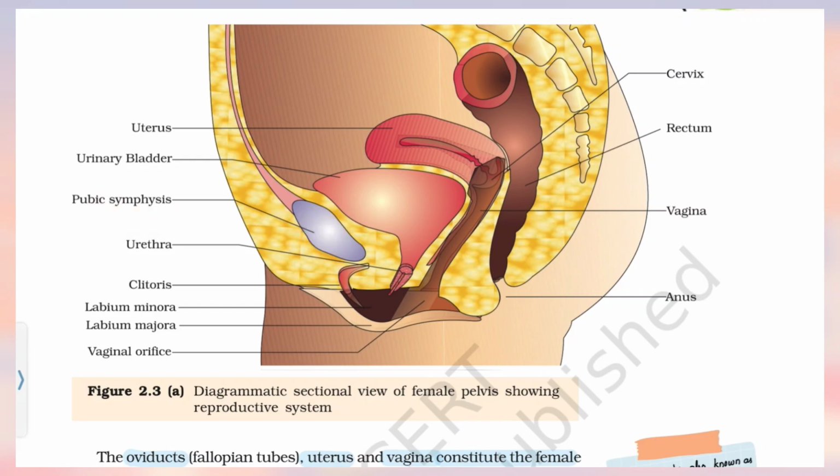Posterior to the vagina lies the rectum, part of the digestive system. And the terminal opening of the digestive tract is the anus, shown here to understand the anatomical relations. And understanding this spatial arrangement makes topics like menstrual cycle, fertilization, pregnancy, and parturition much easier to visualize.